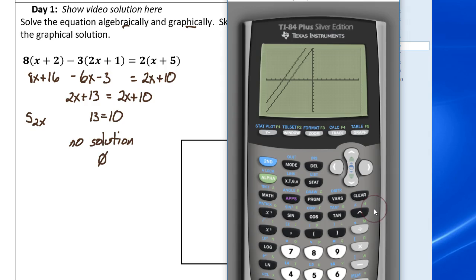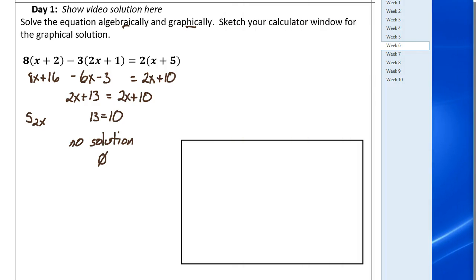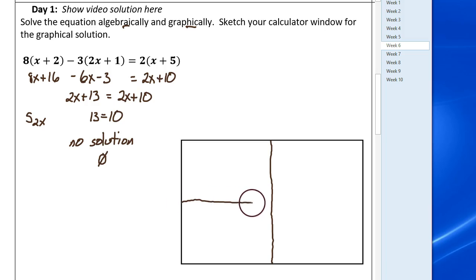So we just need to show this picture on our paper. Again, I can't draw on the screen at the same time I have the calculator showing, so I'm going to have to slide that off as I'm drawing it on there. The y-axis runs straight down the middle of the rectangle. The x-axis straight across the middle. And since I did a zoom standard, there are 10 marks in all directions.